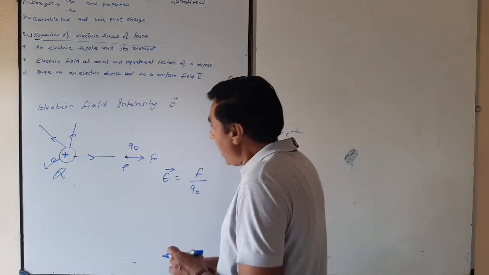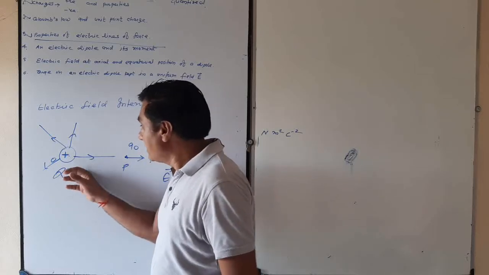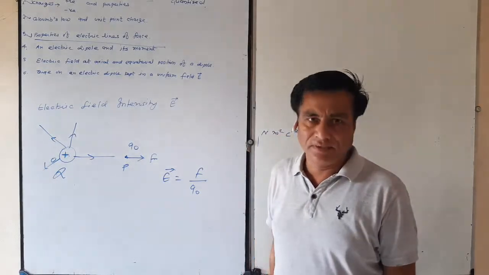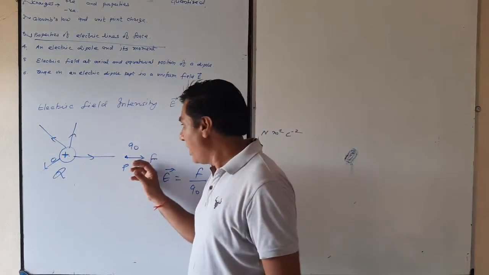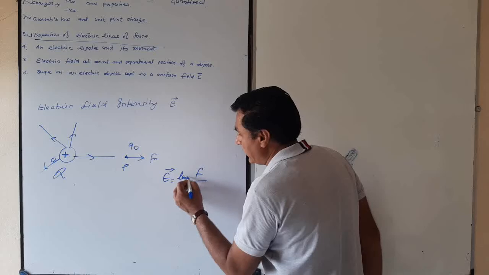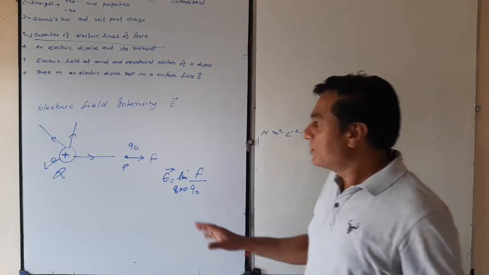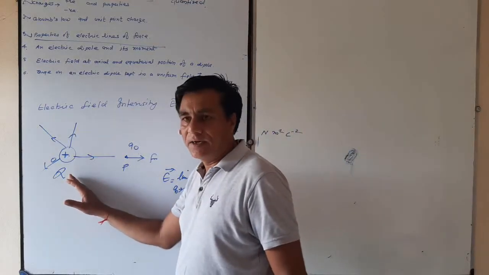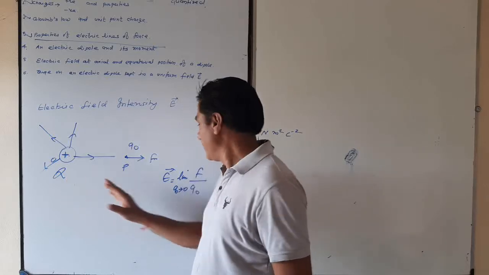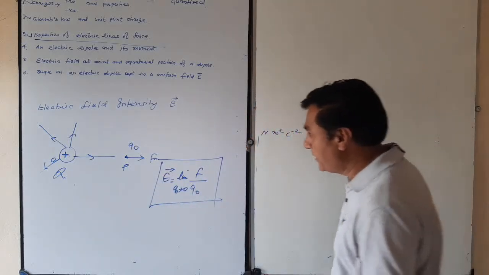Now our method should be such that the position of the source charge should not be disturbed, should not be deviated. In order to do it, we take the amount of point testing charge very small. Why are we taking so? So that the source charge location should not be disturbed. Okay, it is the intensity of the electric field at point P.